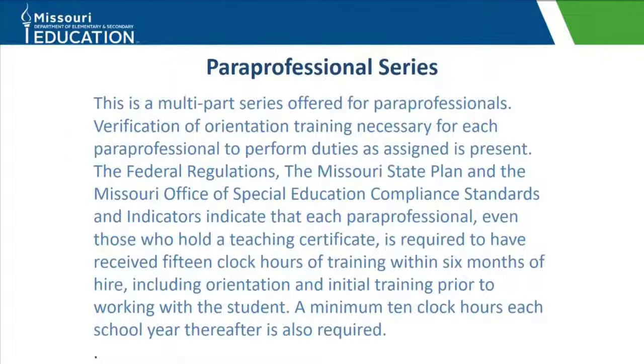Verification of orientation training necessary for each paraprofessional to perform duties as assigned is present. The federal regulations, the Missouri State Plan, and the Missouri Office of Special Education Compliance Standards and Indicators indicate that each paraprofessional, even those who hold a teaching certificate, is required to have 15 clock hours of training within 6 months of hire, including orientation and initial training prior to working with the student. A minimum of 10 clock hours each school year thereafter is also required.